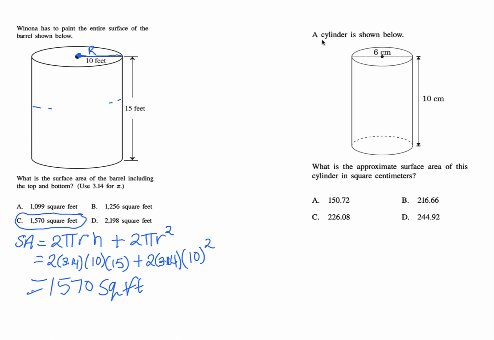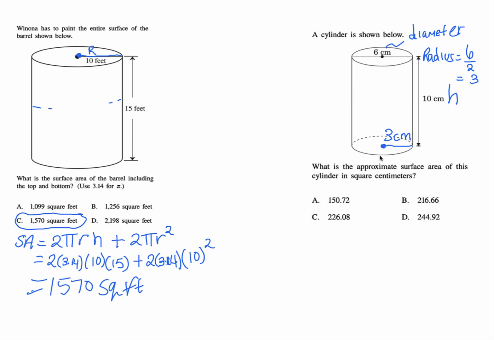Okay, let's try it again. It says here, a cylinder is shown below. So here's our cylinder. What is the approximate surface area of this cylinder in square centimeters? So the 10 here is your height. Now the 6 here, notice that line is cutting the circle at the top in half. So the 6 is your diameter. So in order to get the radius, we have to half the diameter. So we have to take 6 and divide it by 2. So our radius is actually 3. So your radius is going from here to the center. So that would be 3 centimeters.